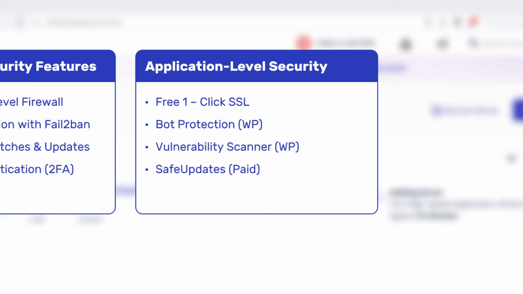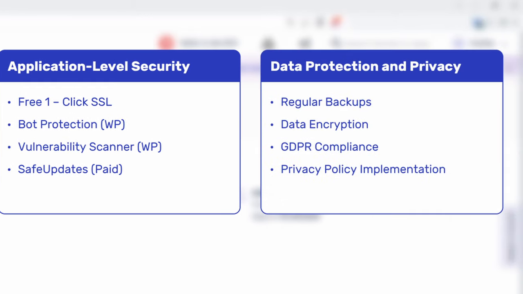You get bot protection on WordPress. You get vulnerability scan on WordPress. And you get safe updates, which is actually a paid thing. Now for data protection and privacy, you get regular backups, you get data encryption, you get the GDPR compliance, and you have privacy policy implementation.